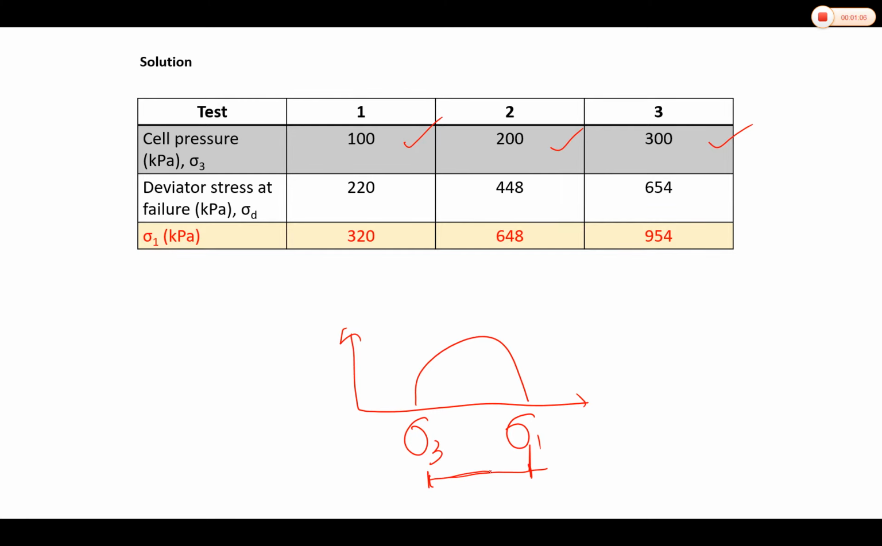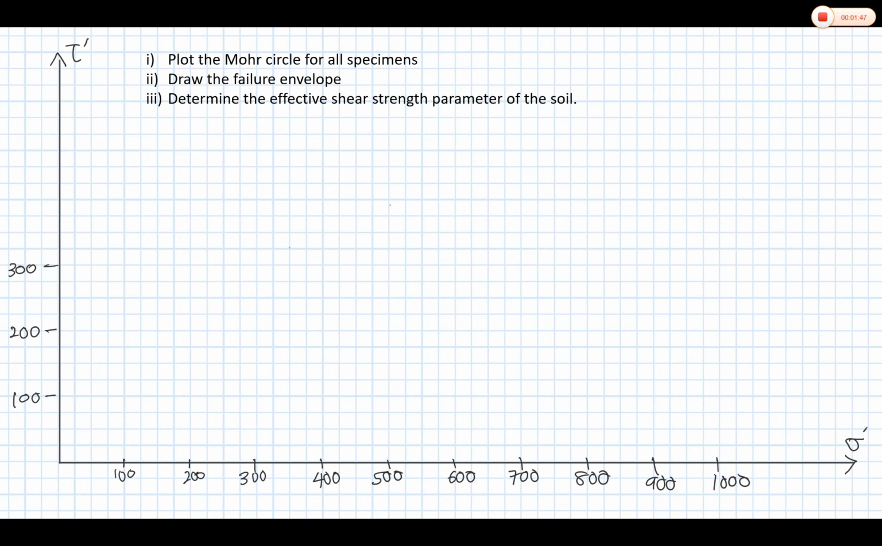Sigma 1 is the axial stress. The diameter of the Mohr circle is the sigma D, the deviator stress. So since we have sigma D and we know sigma 3, sigma 3 plus sigma D gives you sigma 1. So sigma 1 equals sigma D plus sigma 3. This case is the consolidated drained test, so you will have the effective shear strength parameters.